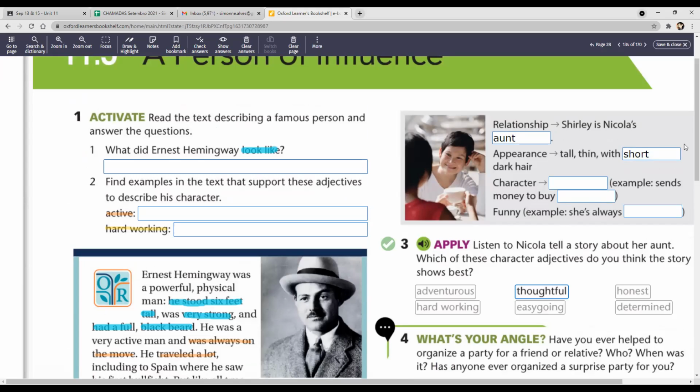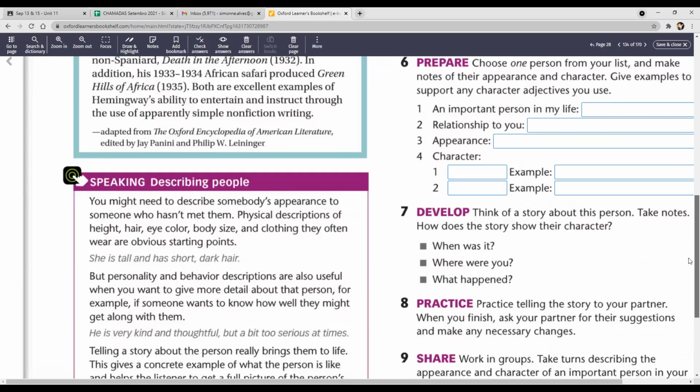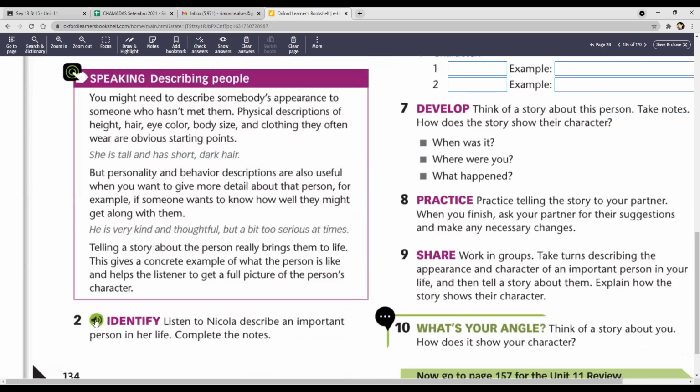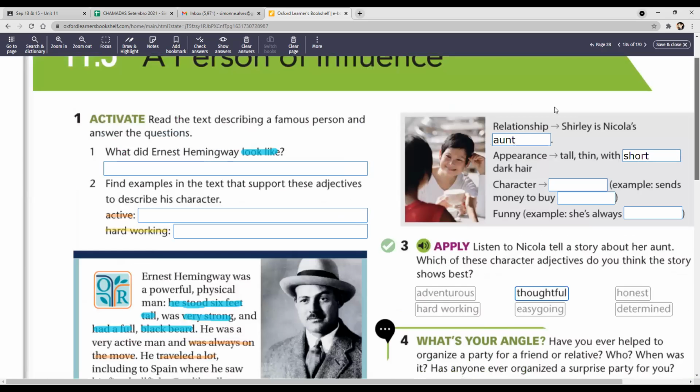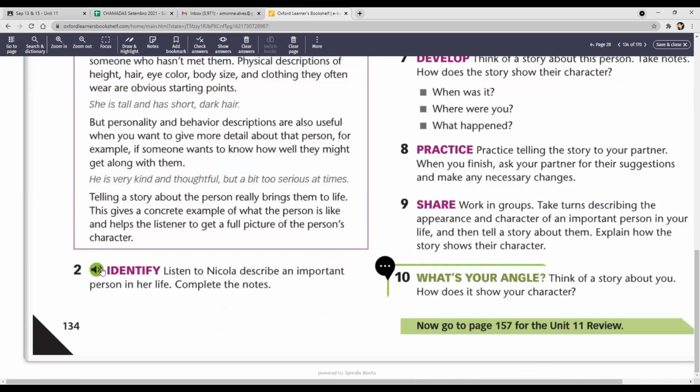So let's see here. Probably there will be more things about her. Yeah, let's listen to her describing her aunt. Probably this is a different track. I will play it so you can complete that box, okay? Let's see if she's really talking about her aunt. Okay, let's check it out. Just a second. Let's listen.